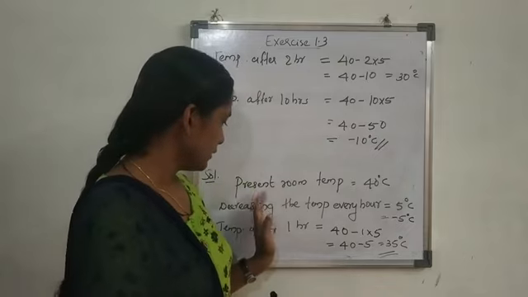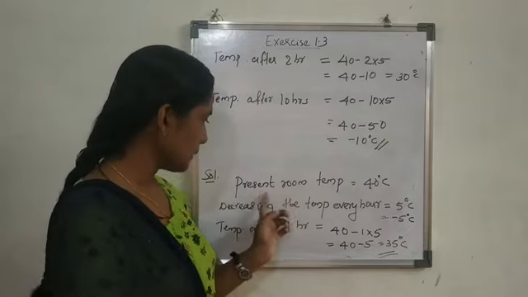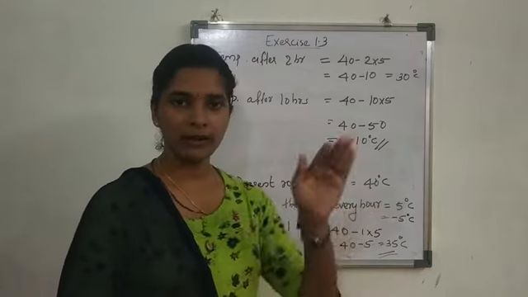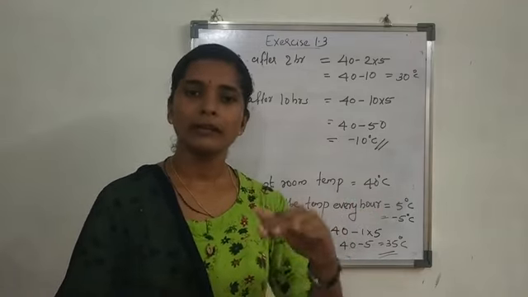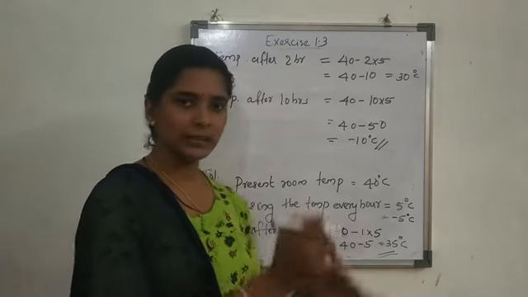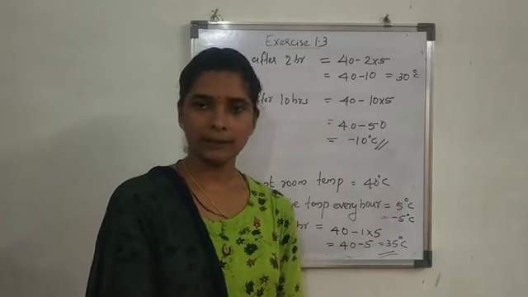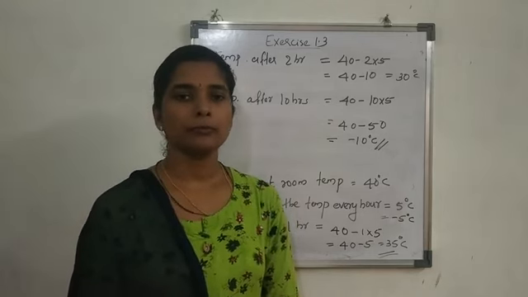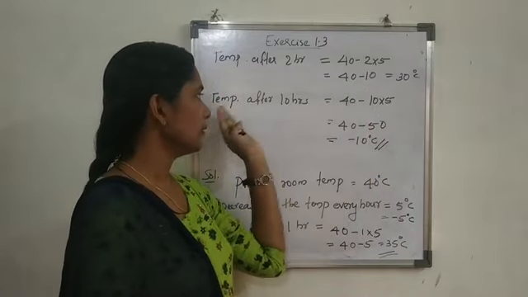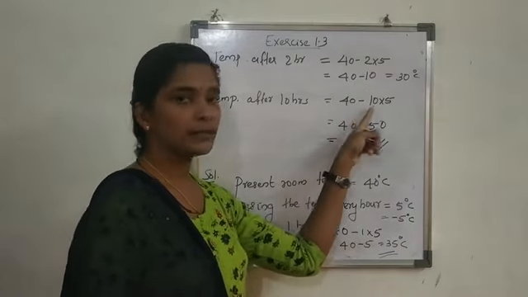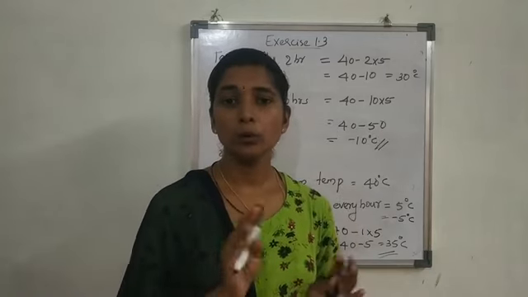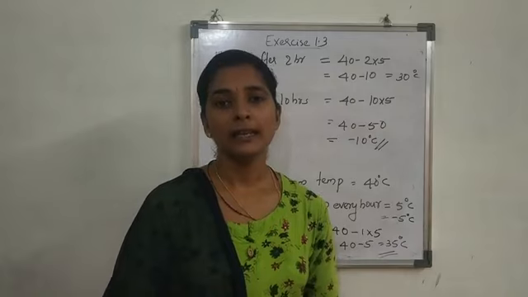Okay, one more time, I will just repeat. Present room temperature is 40. Then 5 degrees is decreasing after every hour. First hour: 40 minus 5, therefore 35. Then the next hour, 40 minus 10 is 30 degrees. Then for 10 hours, that is 40 minus 10 into 5, 40 minus 50, that is minus 10 degrees Celsius, the room temperature after 10 hours.